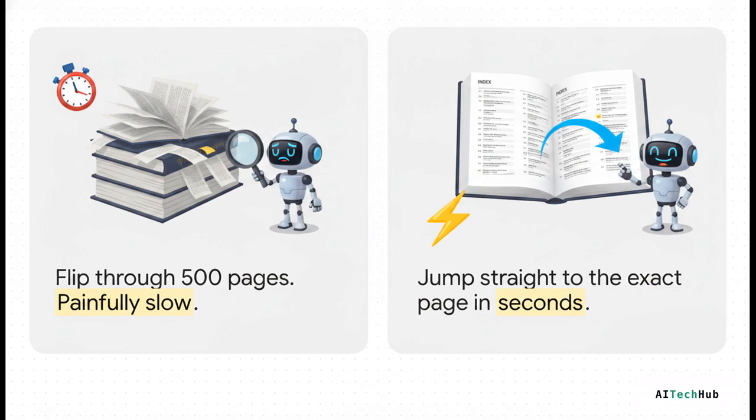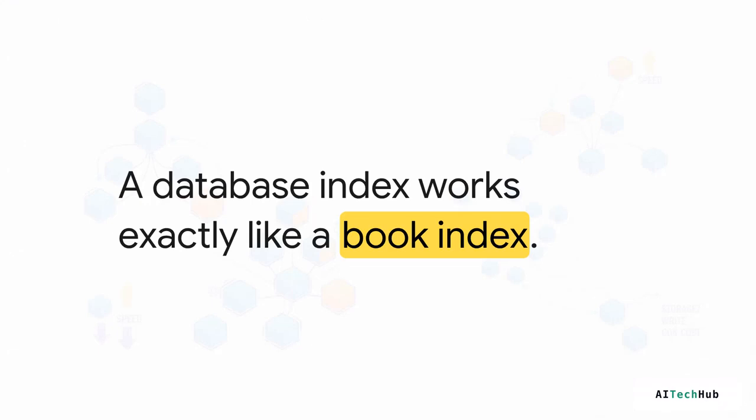Now, picture that exact same book, but this time it has a beautifully organized index right in the back. All the topics are listed alphabetically, each tied to an exact page number. You look up your topic, see it's on page 342, and boom, you jump straight there. We are talking seconds, not minutes. It's a total game changer. Okay, so how does this map over to our tech stack? Well, the absolutely crucial point here is that a database index works exactly like that book index. Literally, the exact same concept.